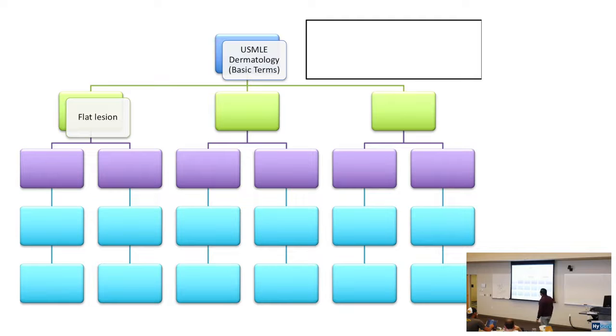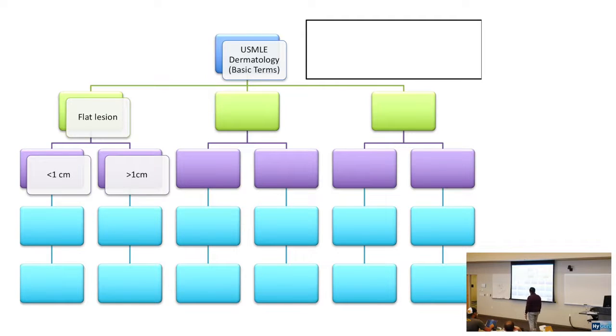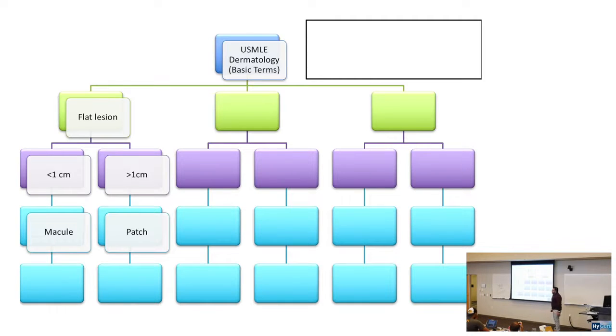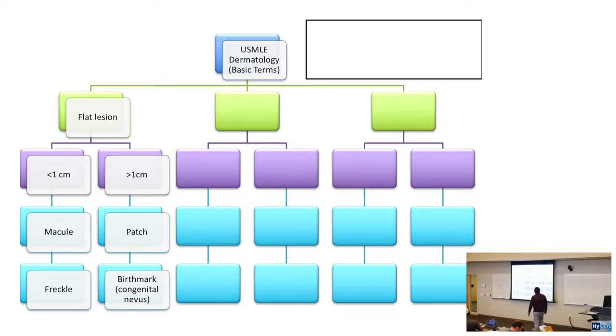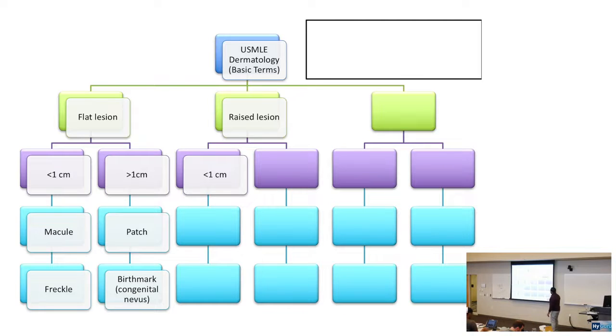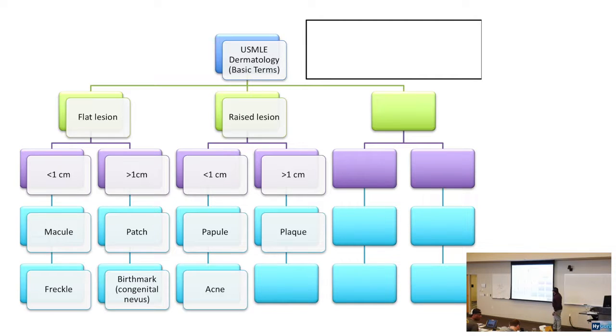A flat lesion that is less than 1 centimeter, guys. What is that going to be? That is going to be a macule. However, a bigger one is going to be a patch. Remember, these are flat. So what is an example of a macule? Something like a freckle. What about a patch? Something like a birthmark or congenital nevus. A raised lesion can be small or can be big. Raised lesion is going to be a papule or a plaque, which is going to be psoriasis. And psoriasis is going to be a raised plaque. And plaques, remember, are bigger.